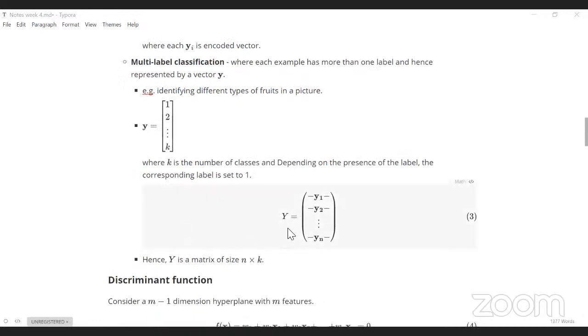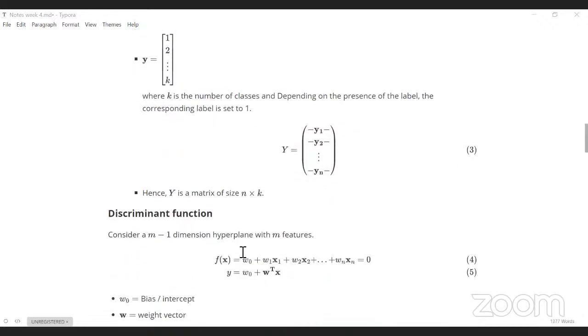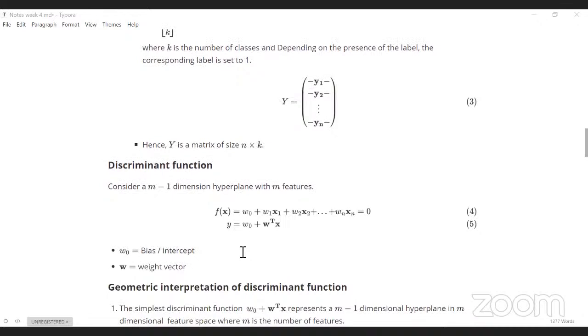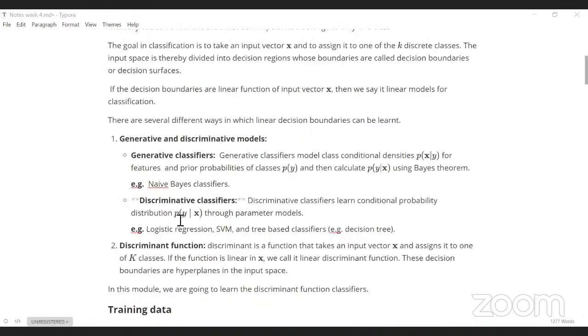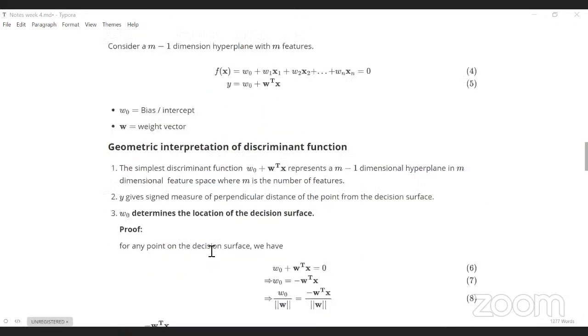So your label matrix is going to be of size n cross k, where k is the number of classes and n is the number of examples. Here in week 4, we are going to see the discriminant functions to separate our different classes.